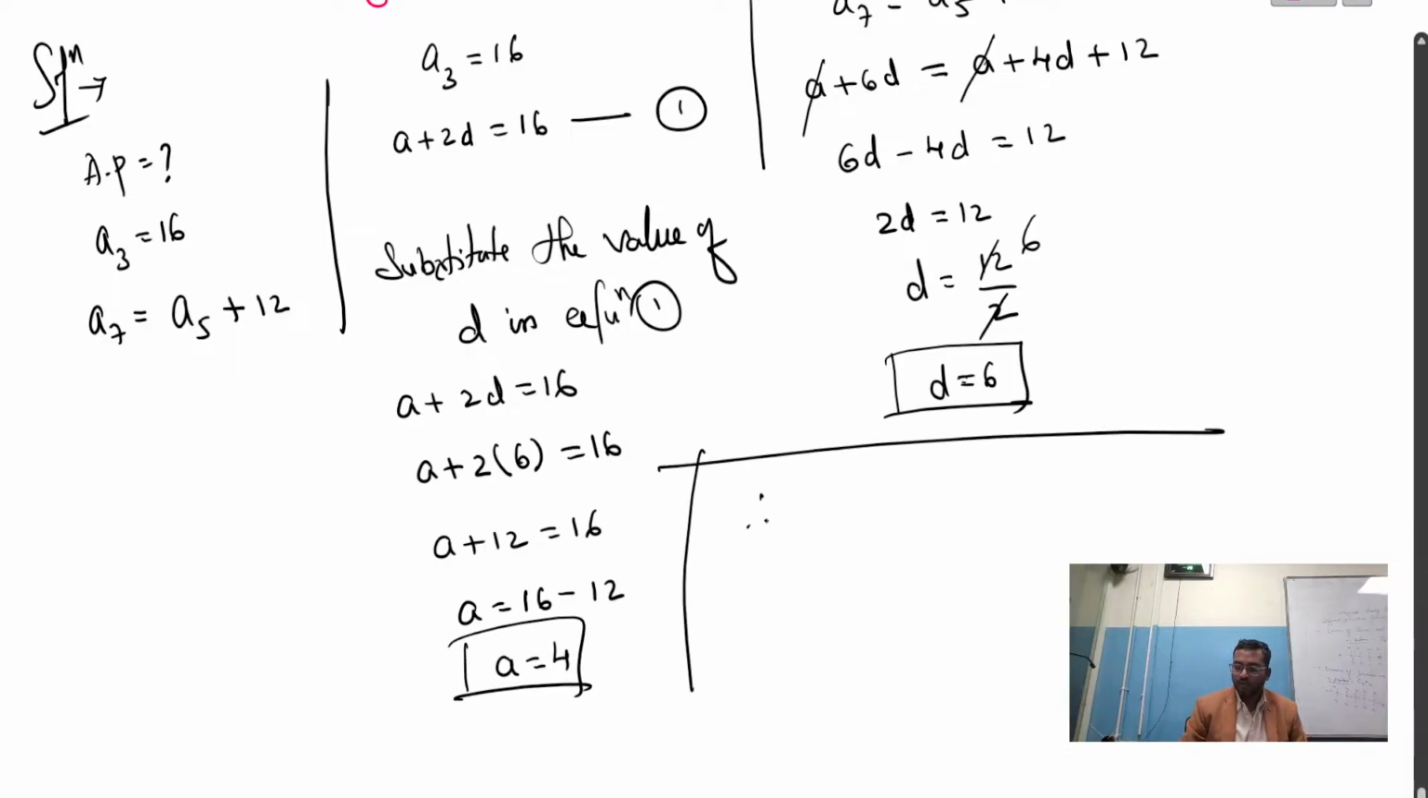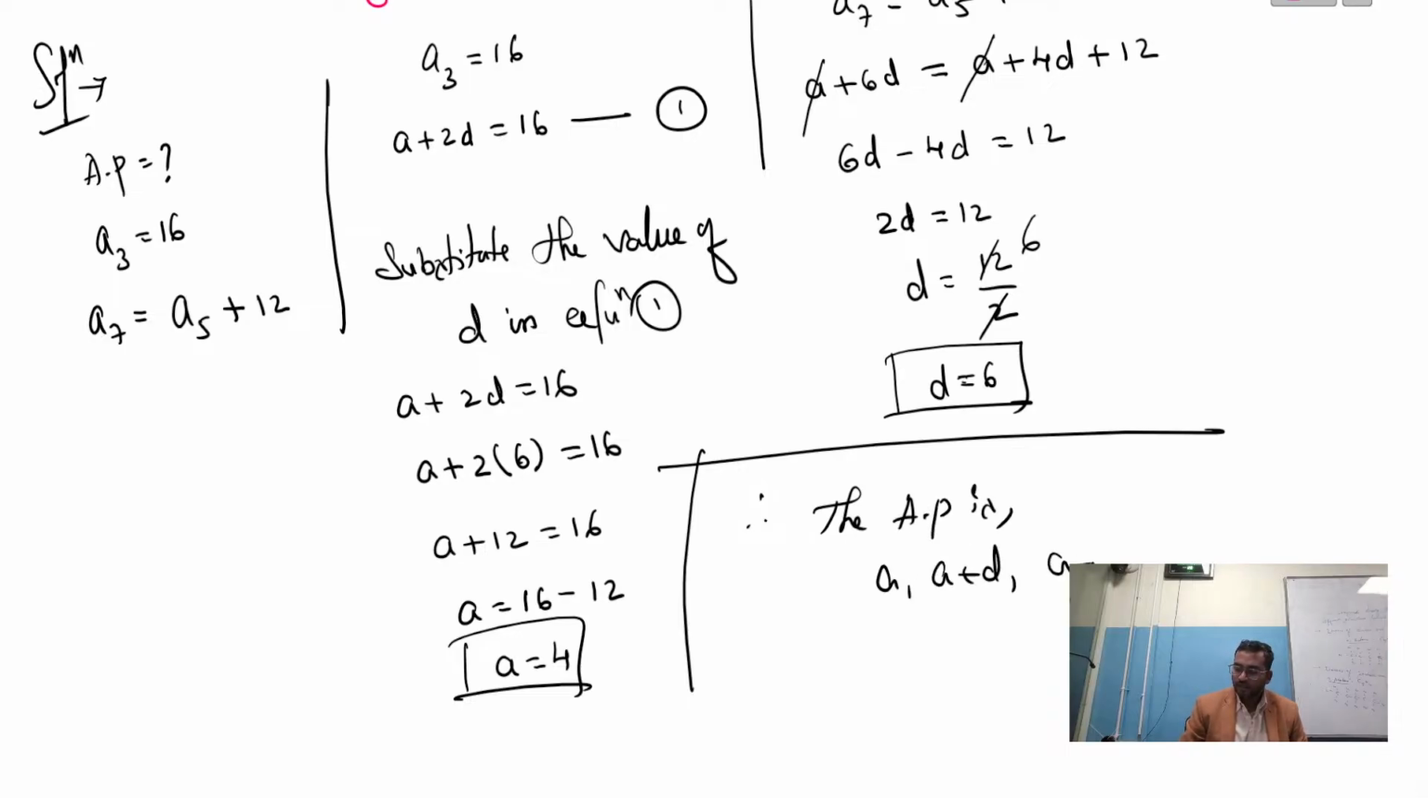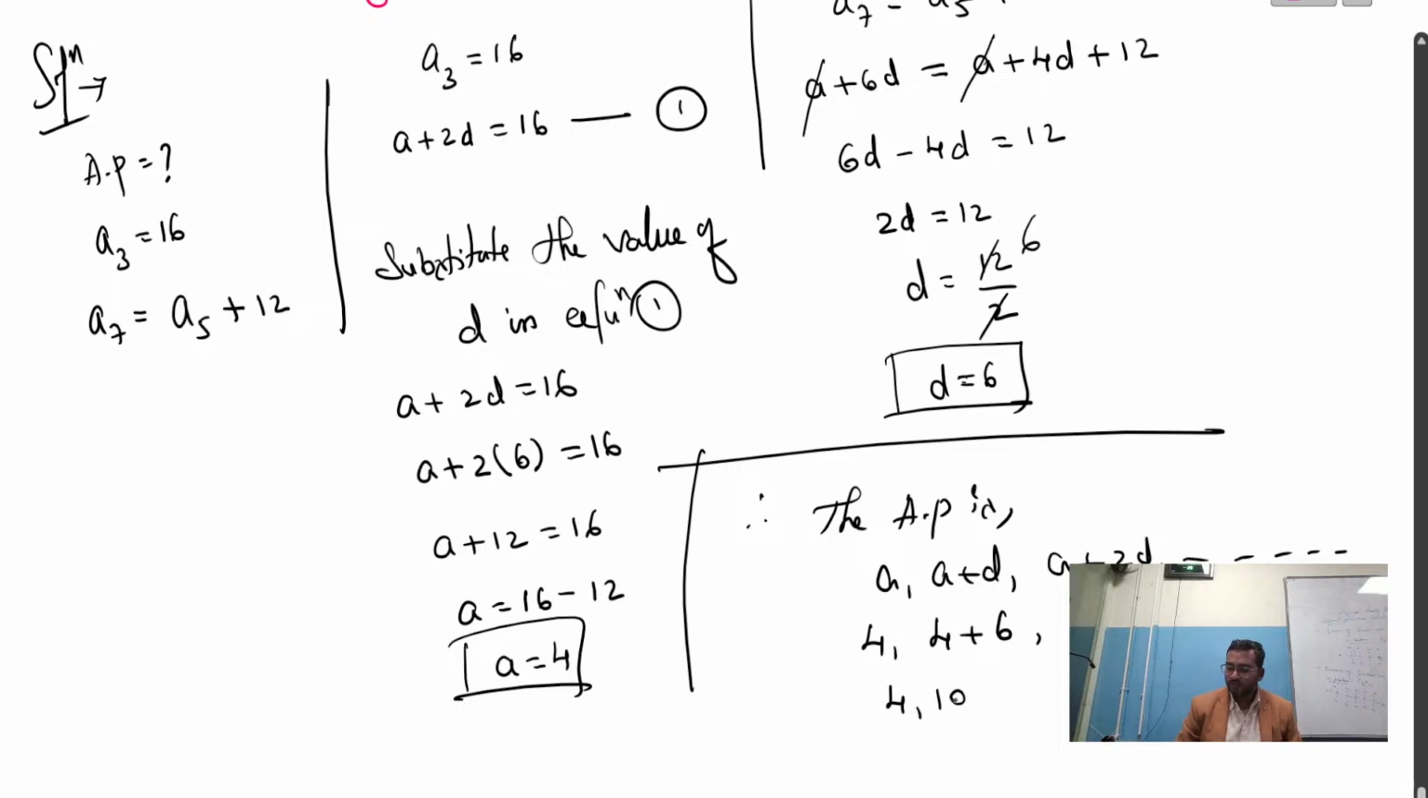Now we can conclude that therefore the AP is A, A plus D, A plus 2D and so on. What is A? 4. 4 plus D is 6. 4 plus 2 into 6 and so on. 4 comma 4 plus 6 is 10. 2 6s are 12. 12 plus 4 is 16 and so on.